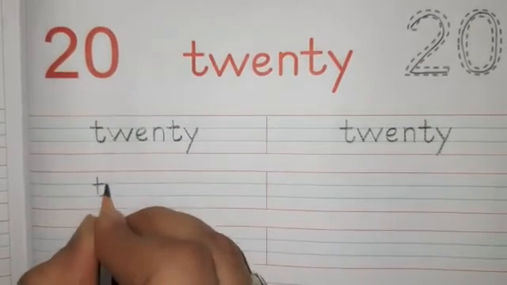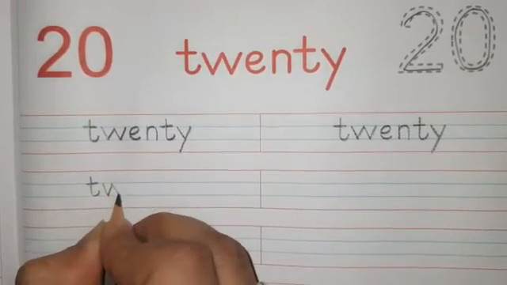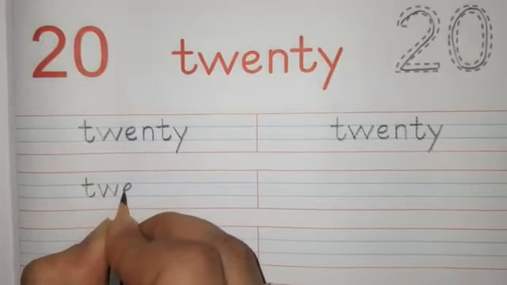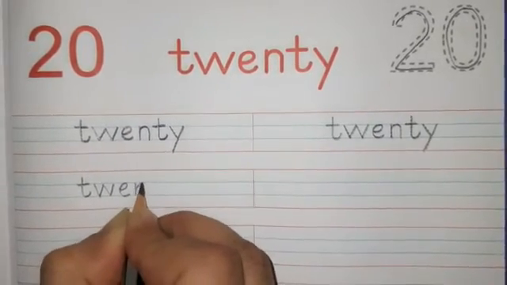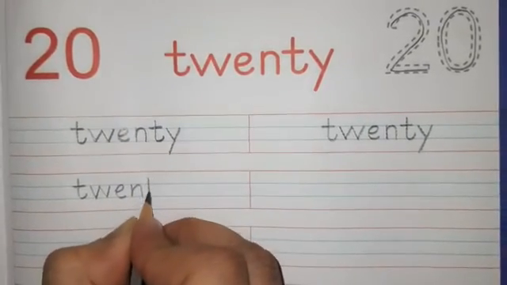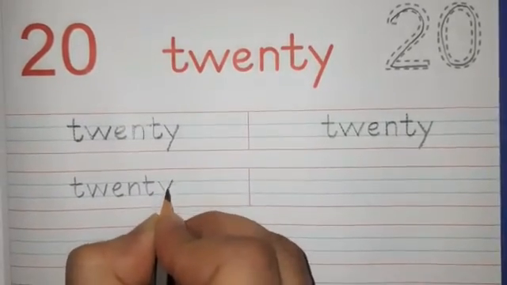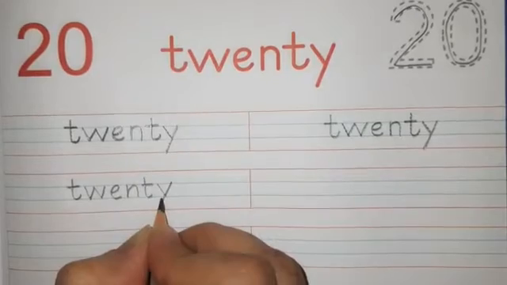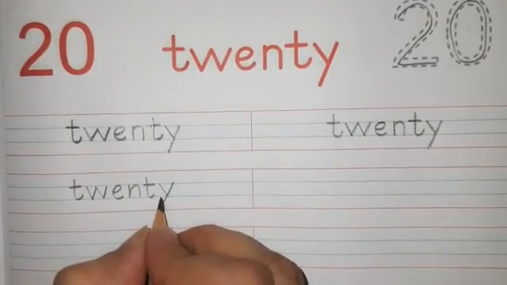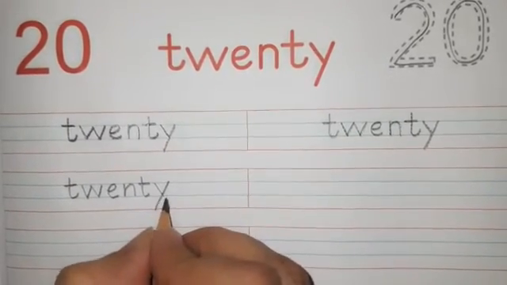T, W, E, N, T, Y, 20. Children, you have to speak while you are writing the number name.